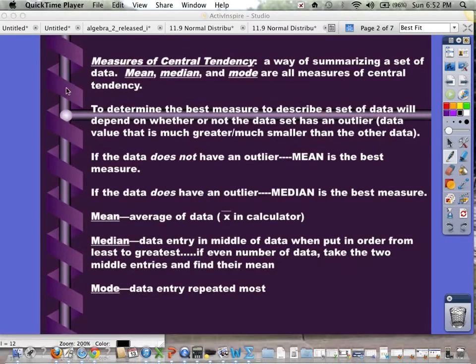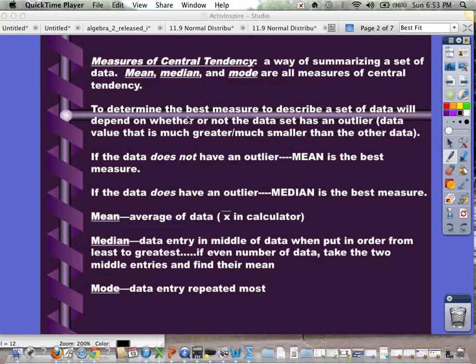All right, so measures of central tendency are just a way of summarizing a set of data. Mean, median, and mode are all measures of central tendency. And to determine which one is the best one to describe a set of data, it's going to depend on whether or not the data has an outlier. An outlier is a data entry that is extremely far away from the rest of the set. It's either very much bigger or very much smaller than the rest of the data.